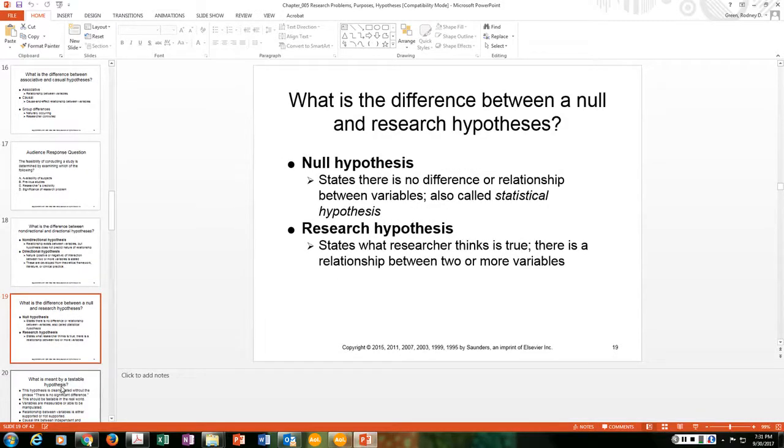What's the difference between a null and a research hypothesis? The null hypothesis states there's no difference or relationship between variables. It's also referred to as the statistical hypothesis, or H0. The research hypothesis states what the researcher thinks is true: there is a relationship between the two or more variables, H1, and then maybe H2 and H3.